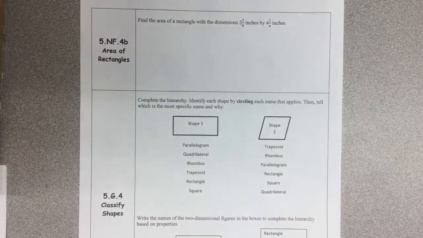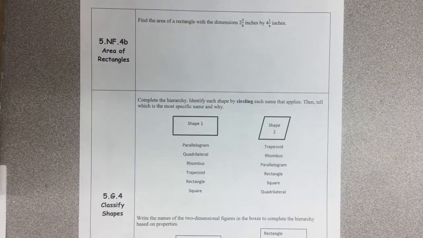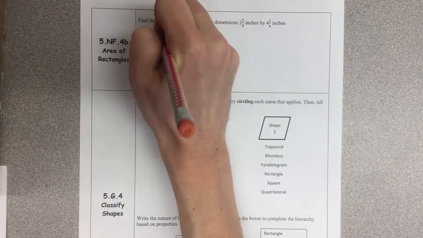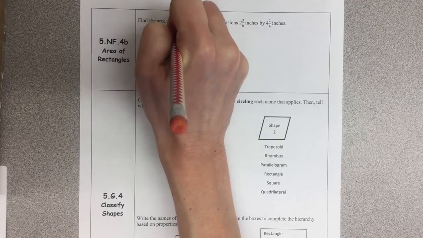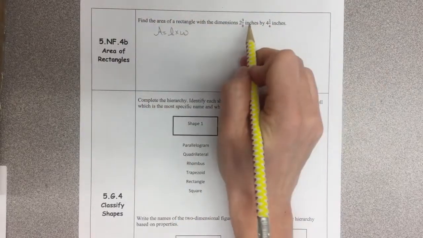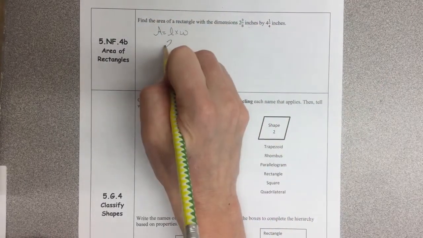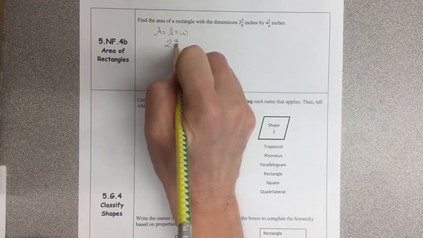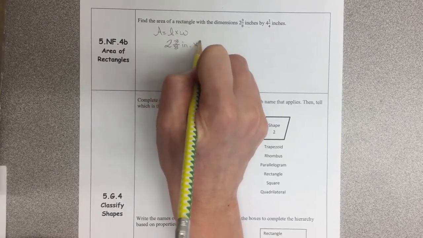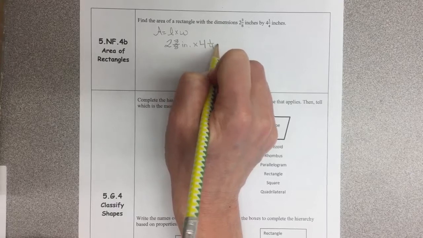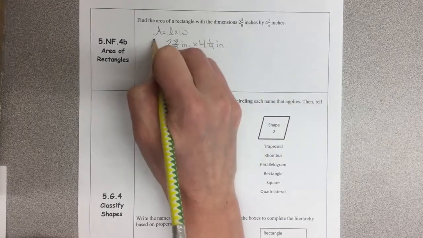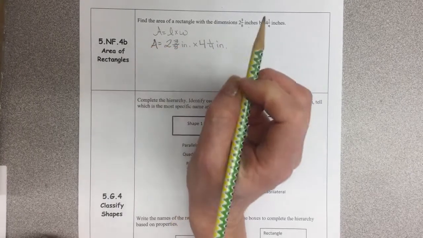Area of rectangles. Find the area of a rectangle with the dimensions 2 3/8 inches by 4 1/4 inches. The formula for area of rectangles will be length times width. Here we know we have 2 3/8 inches times 4 1/4 inches. That will give me the area.